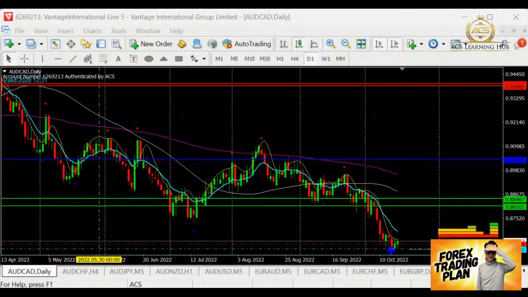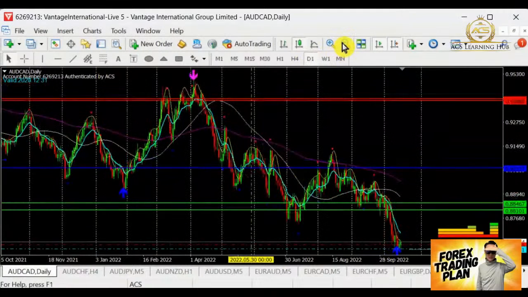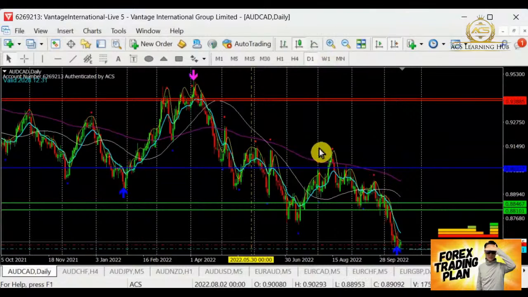All right, and today, what we are looking at over here. First of all, I'm going to go into my Aussie CAD. Let's look at the trend over here. As I can see, we are still in the bear trend.